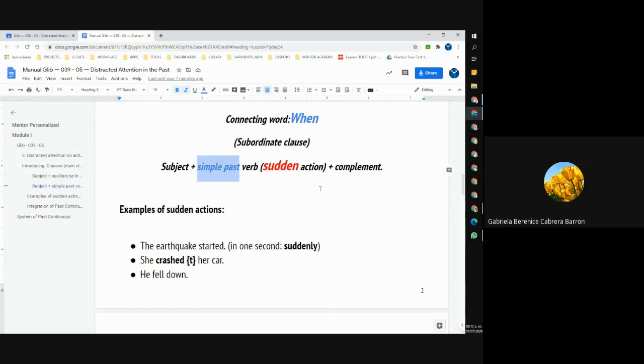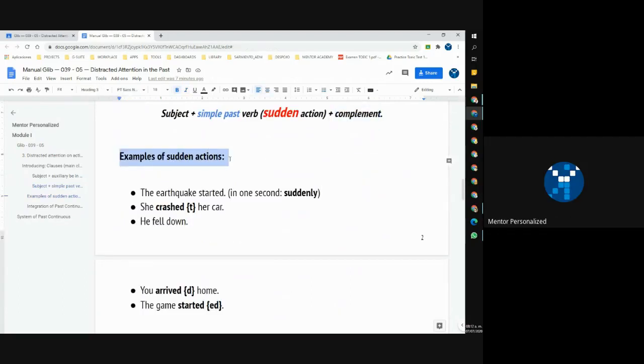Went. Very good. And in this case, the action that we are incorporating is a sudden action. Repeat, sudden action. How do you say repentina in English? Sudden. Repeat, sudden. And the complement, okay? So we have examples of sudden actions. For example, the earthquake started. Repeat, the earthquake started. Yes, it started in 1 second. It started suddenly. How do you say repentinamente in English? Suddenly. Do you have questions about vocabulary here?